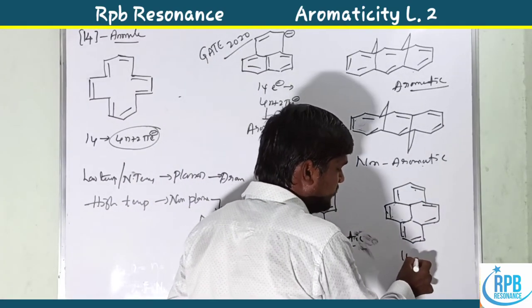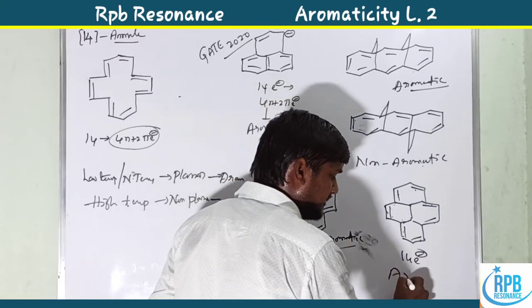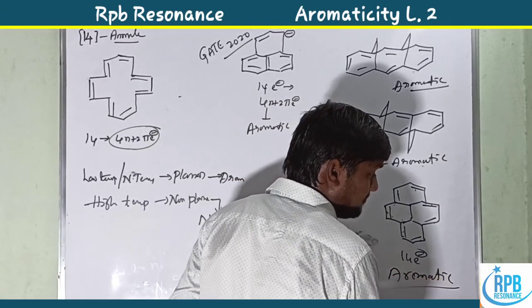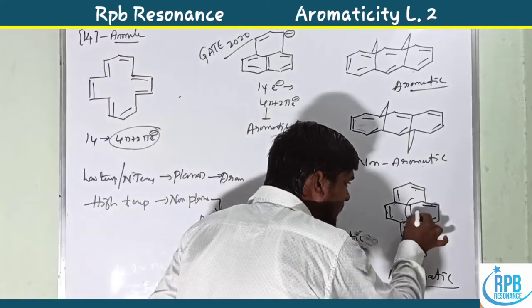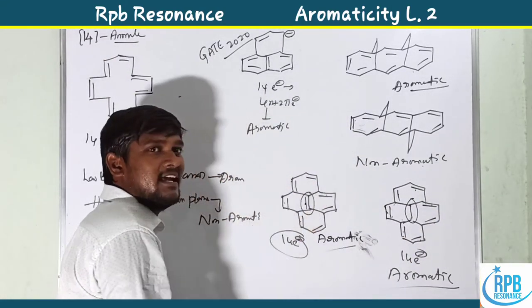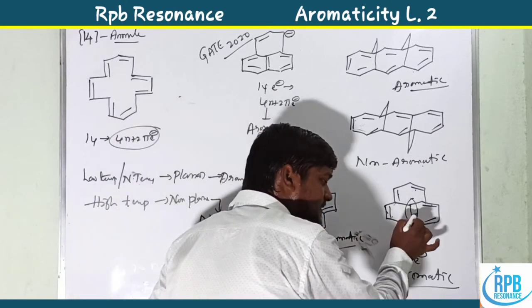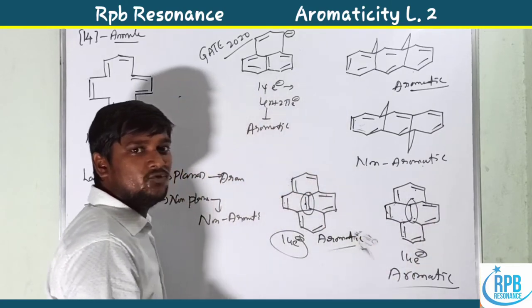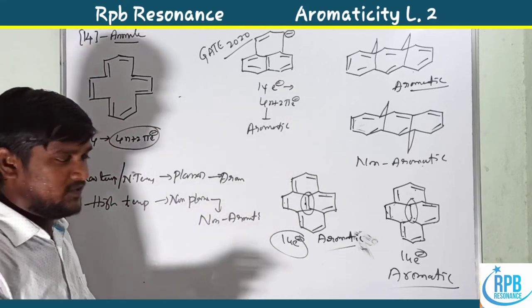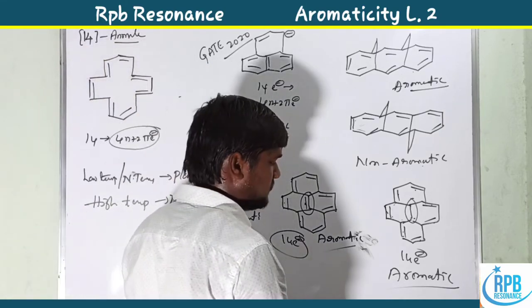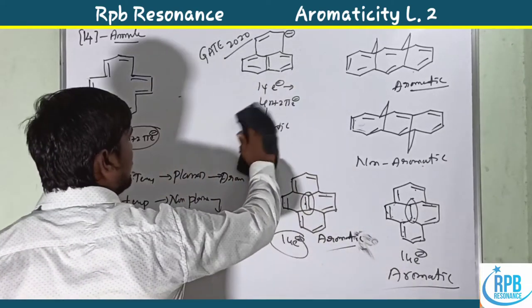1, 2, 3, 4, 5, 6, 7 double bonds. That means 14 electrons. With a 14 electron system, definitely it is aromatic in nature due to planarity. Here it is a planar molecule. The middle atom is not a peripheral bond. If the double bond is there, it is aromatic. If the double bond is absent, even then it is aromatic. These types of systems are important in CSIR NET and GATE type problems. Now let's move on to the 16 and 18 electron annulenes.